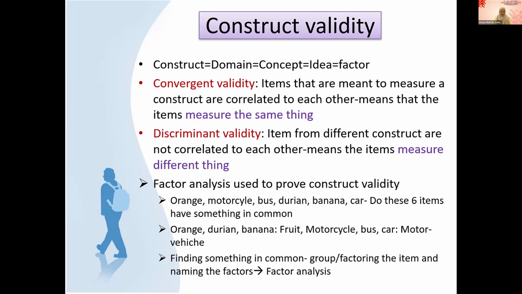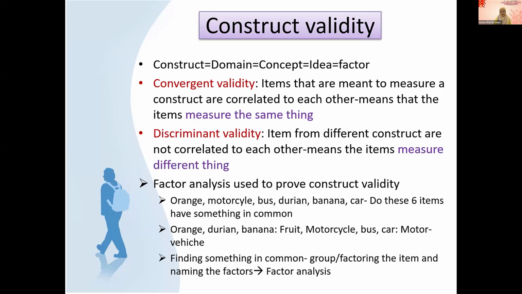Right? That is convergent. You have a knowledge questionnaire and an attitude questionnaire. Discriminant validity means that the items for different constructs, knowledge and attitude, are not correlated to each other, meaning the items measure different things. This item measures knowledge, this item measures attitude, different things. So this is the basic for construct validity. We are assessing the convergent and discriminant validity. Okay, so factor analysis, basically EFA, we use to prove construct validity.